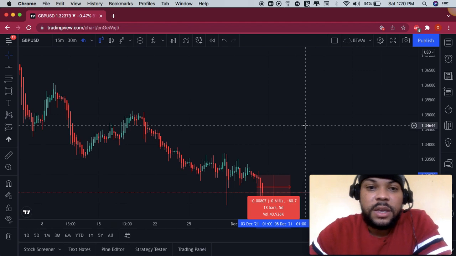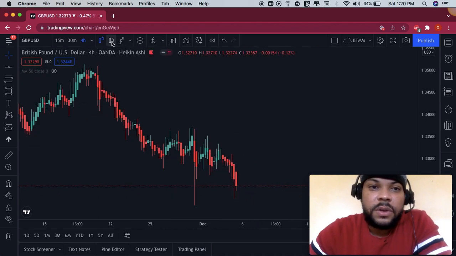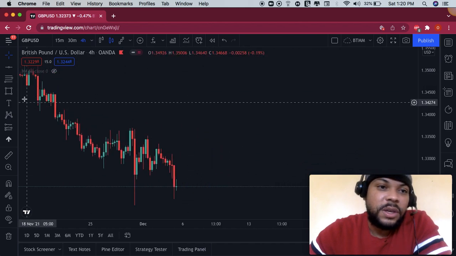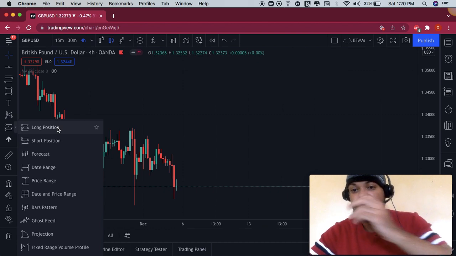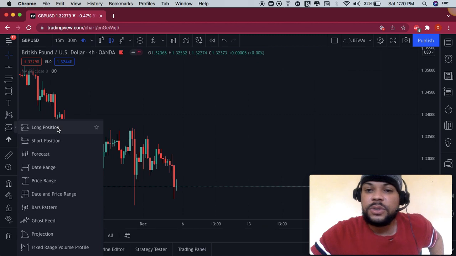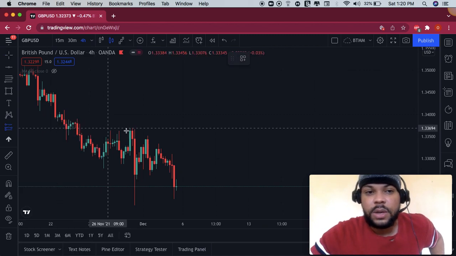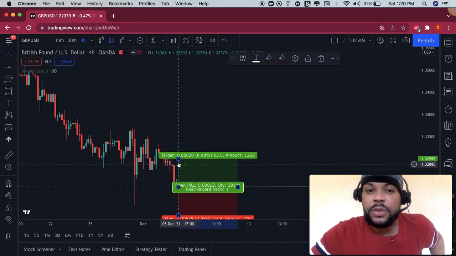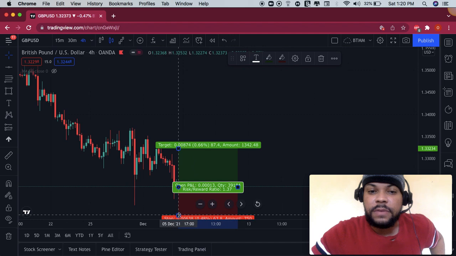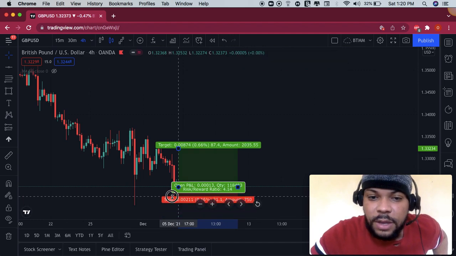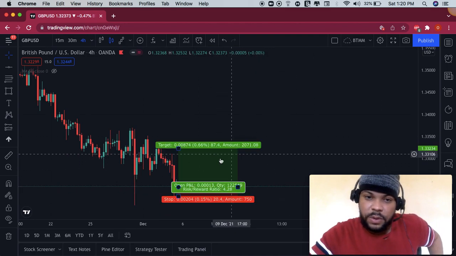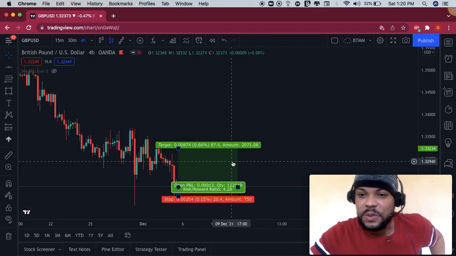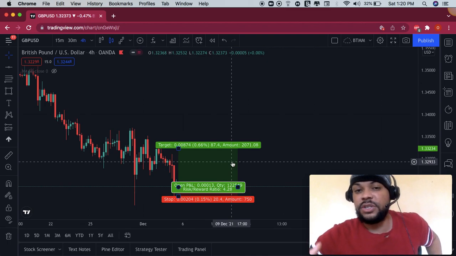Okay, and I guess another accurate way of doing this is using the long position tool or the short position tool. Now, for many traders who use risk to reward ratios when they're trading, they would use the long position tool or the short position tool to kind of plan how they would enter a trade. So for example, if they plan to enter a trade right here with a stop loss of maybe 20, that's what they would do. So this is kind of how they use these tools to measure their entries and measure their risk to rewards.